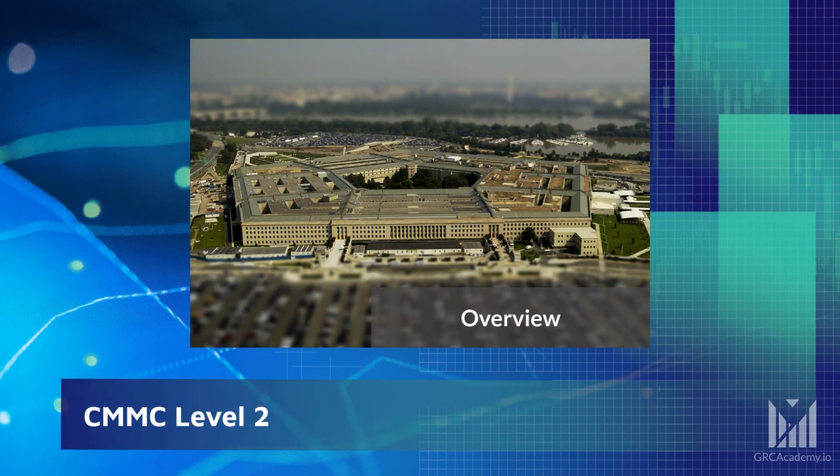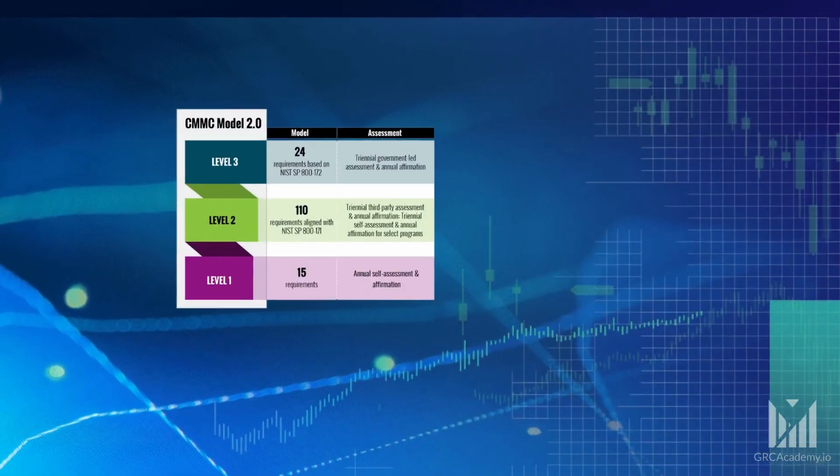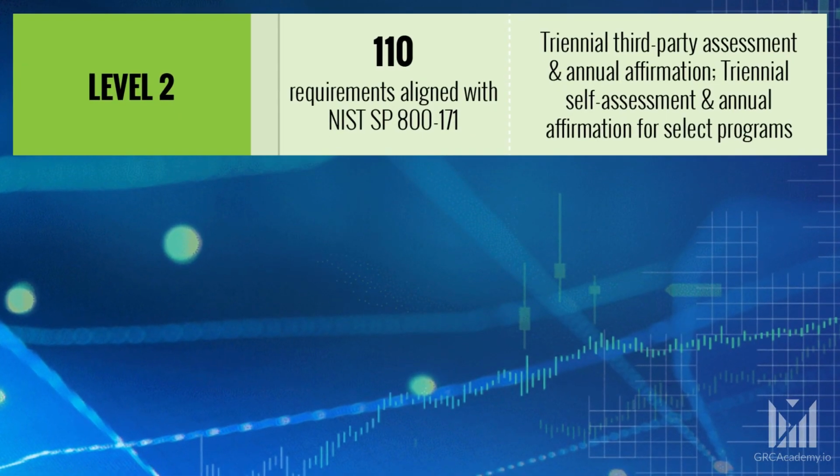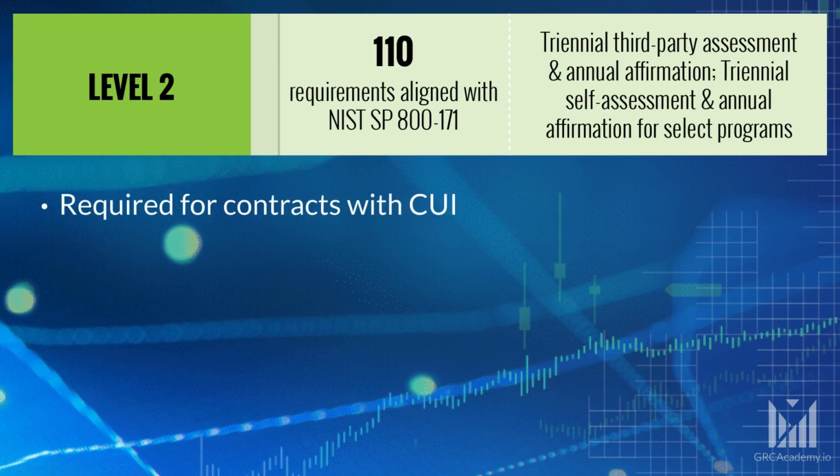Welcome back. Let's talk about CMMC Level 2. Let's go ahead and dig into Level 2. CMMC Level 2 is required for contracts that involve controlled unclassified information.